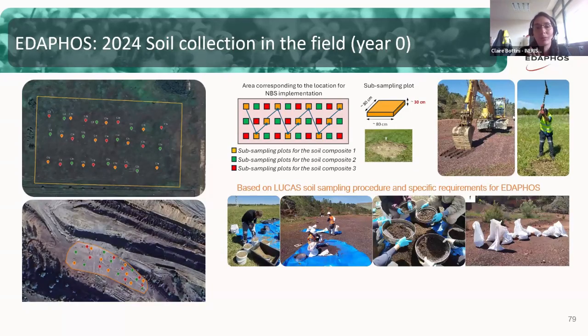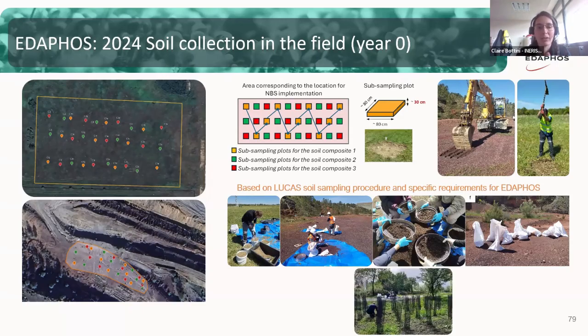So this slide is just a quick photo of our soil sampling protocol. We used the LUCAS sampling procedure, where for each site we collected soil at several areas and combined them into soil composites. This soil collection was done just prior or just after the implementation of the nature-based solution, which is the last picture at the bottom of this slide, where they put some trees in the ground to see what may happen after that.